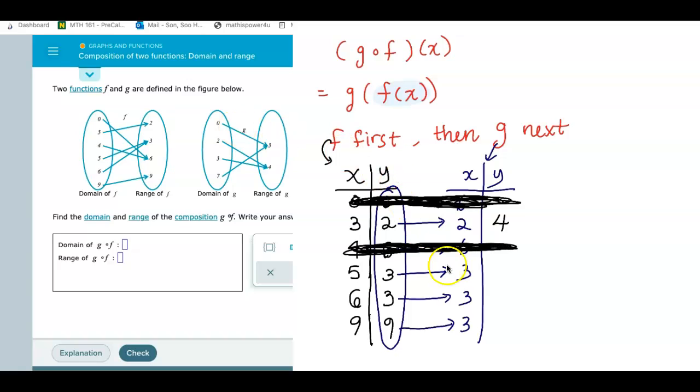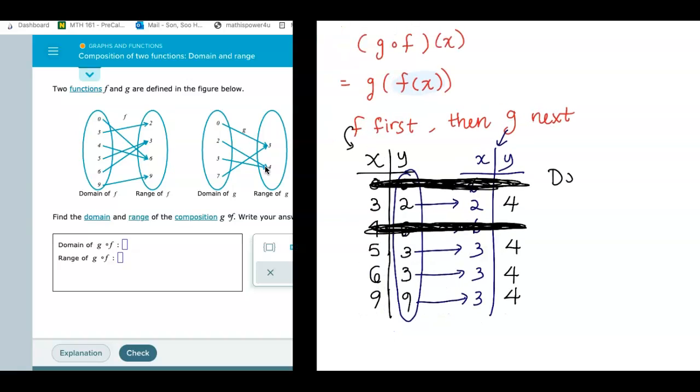Next one is 3. Do we have 3 in the domain bubble of G? 0, 2, 3. 3 is right here, and 3 is going to what number? 4. The next 2 are also 4, so I'll just write these, but I don't have to write the repetition. So when I write the domain and range, let's go ahead and write them without repetition, okay?